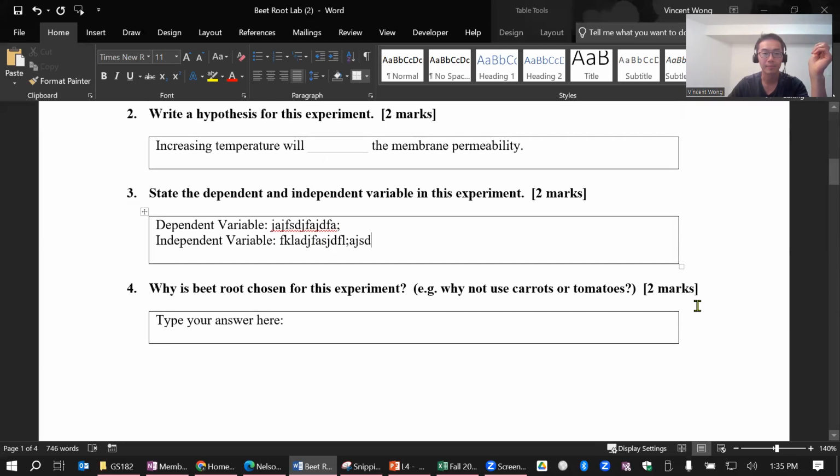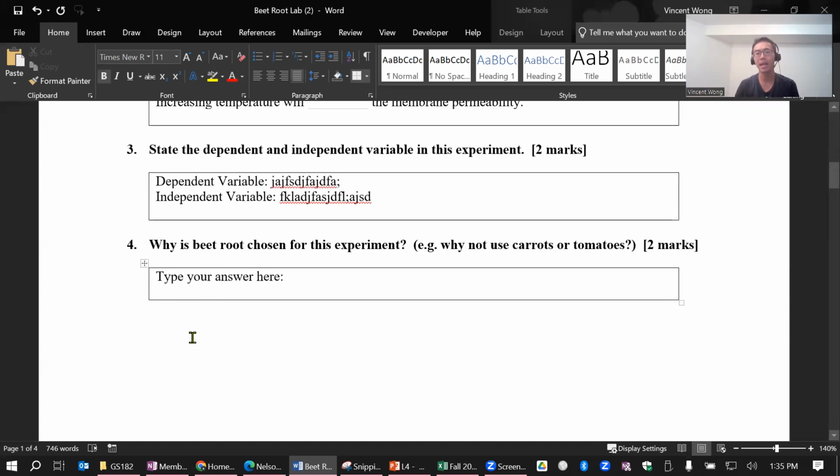Now this one people always mess up. Let me try to explain what I want. The question asks, why is beetroot chosen for this experiment? For example, why not use carrots or tomatoes? A lot of people put, because beetroot has a bright red color. Be that as it may, that doesn't explain why it is a good choice for this experiment.